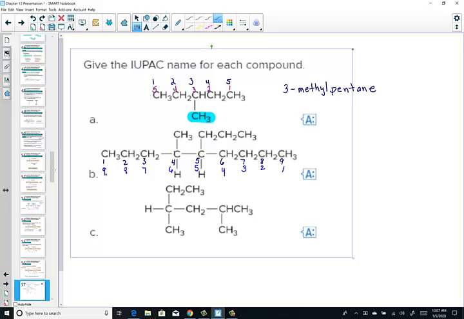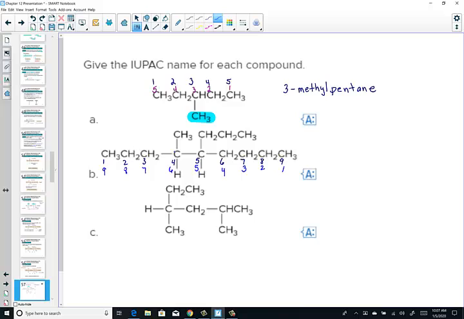How do I know if I go left to right or right to left? Well, that answer is, where does the first branch occur? We want the substituents to have the lowest possible numbers. If I numbered from left to right, the branches become carbon 4 and carbon 5. If I numbered from right to left, the branches become 5, 6. So clearly I see that 4, 5 is the lowest numbering possible. So after checking that, I know I'm going to number left to right.